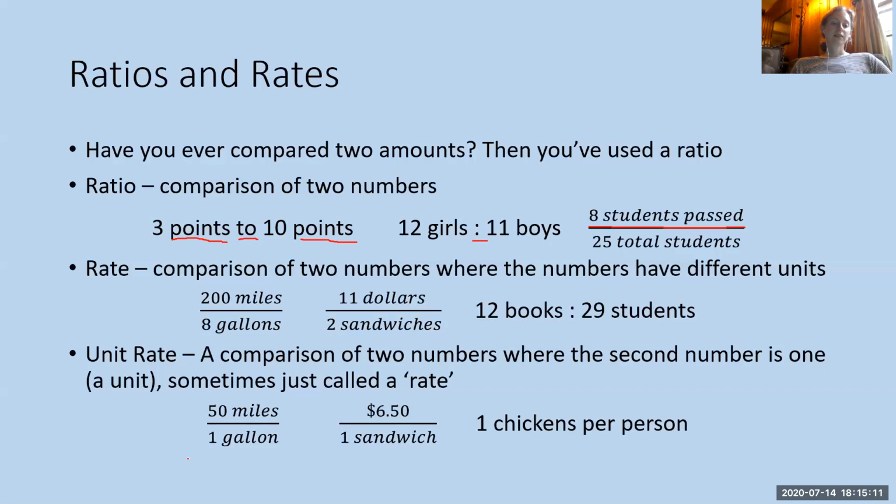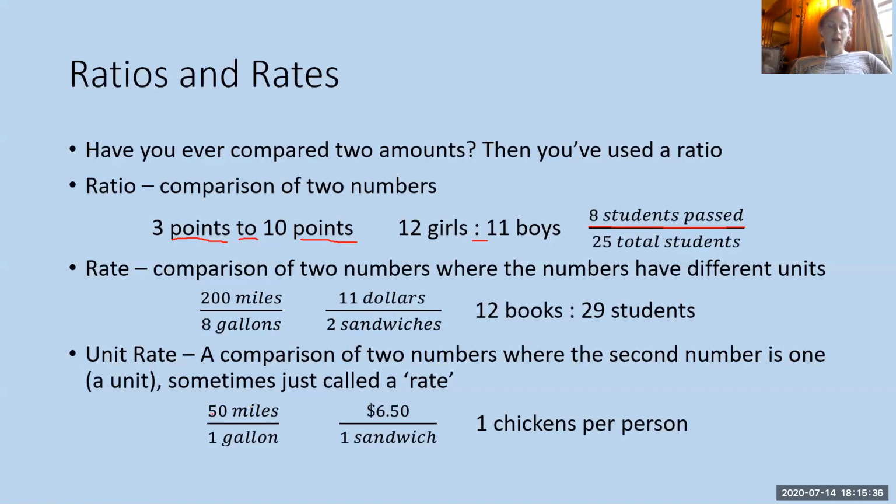And then finally, the last type of ratio that we're going to be concerned with is a unit rate. So a unit rate is a comparison of two numbers where the second number is 1 or a single unit. And sometimes you might see this shortened to just a rate. So rate and unit rates can sometimes be interchangeable. And again, I've got a few examples here.